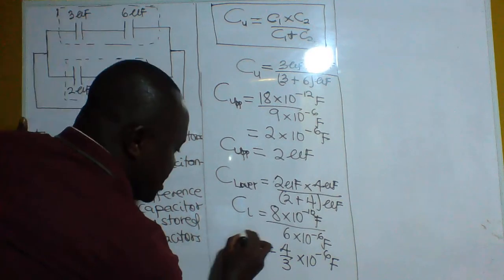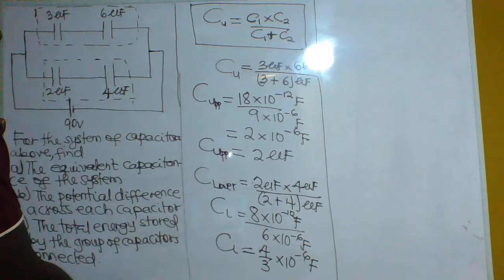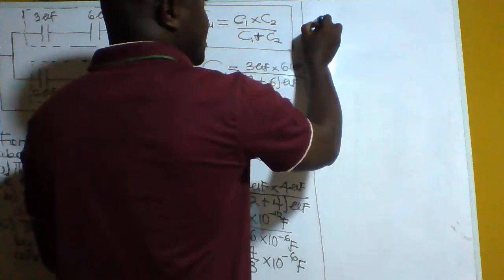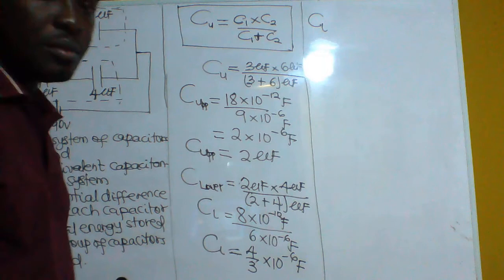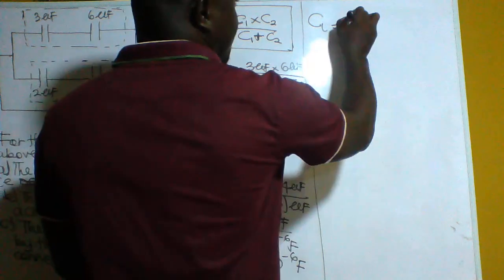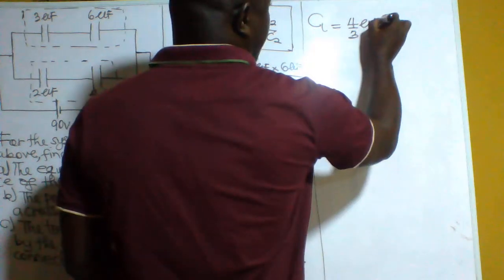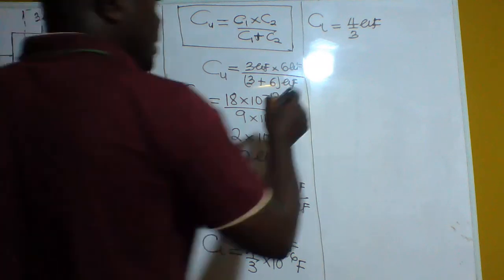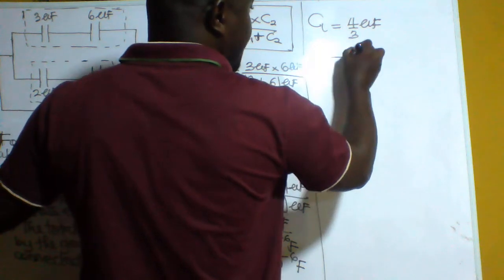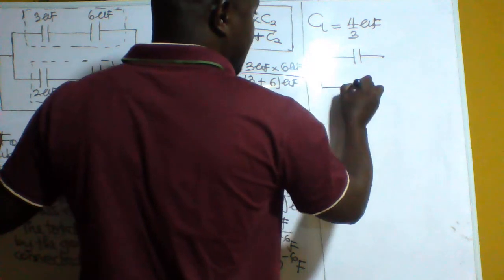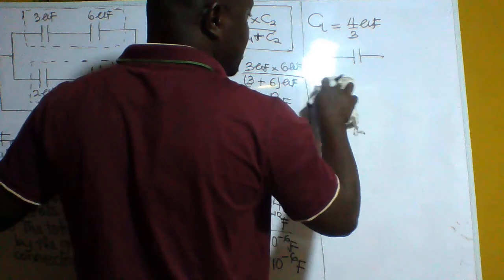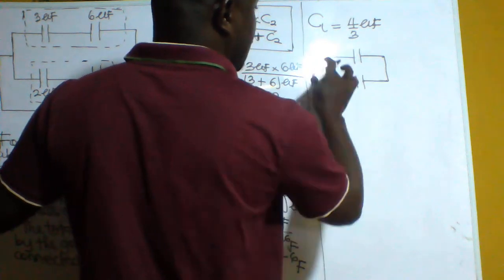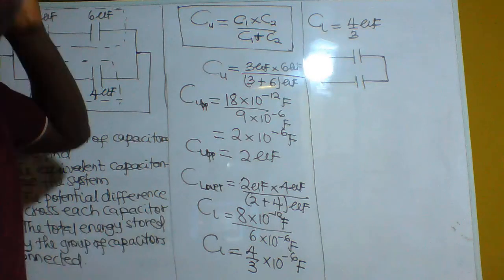So our lower end, C lower, is equal to 4 on 3 microfarad. All right, so let's redraw the circuit. It means that we have two capacitors connected in parallel.